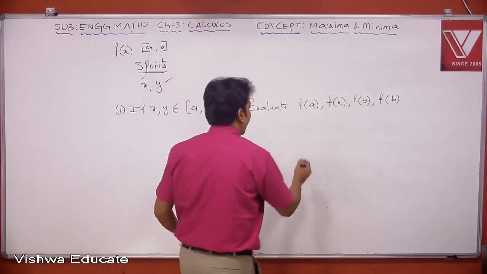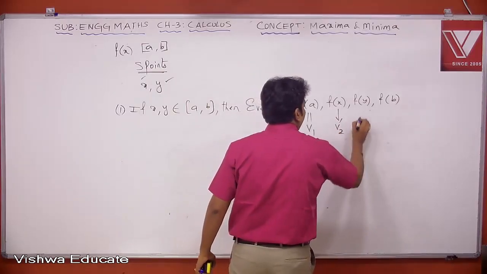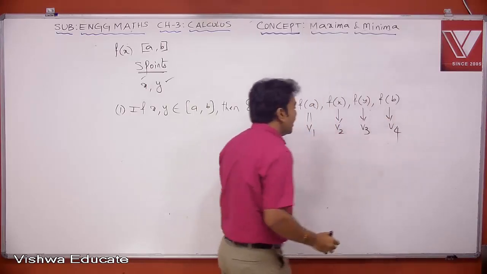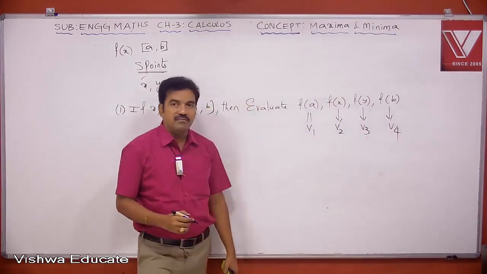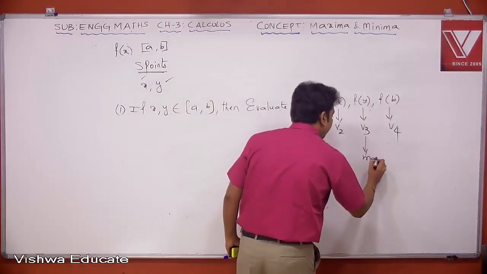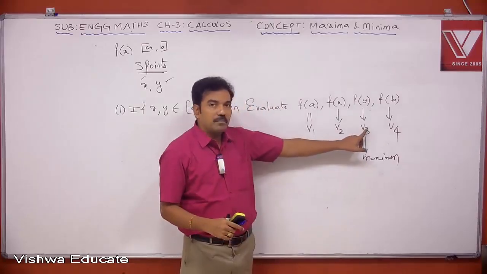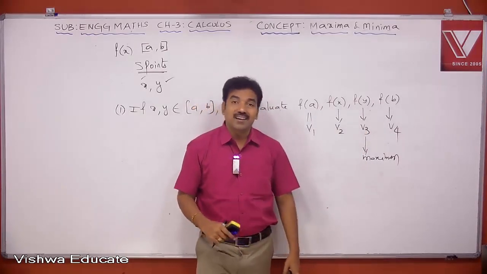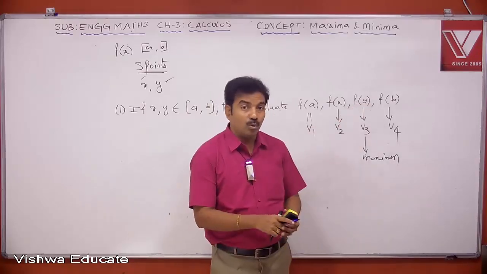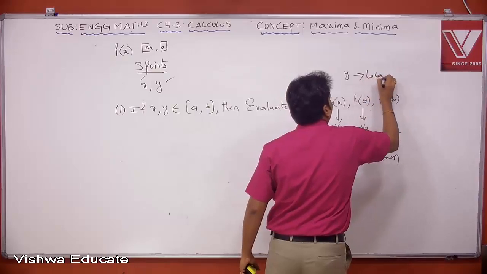Now assume that these values are like this. For example, this value is v1, this is v2, this is v3, and this one is v4. Among these v1, v2, v3, v4, suppose v3 is maximum. In that case, this v3 is the maximum value of this function in the entire interval a comma b, and this point will be called a local maximum.